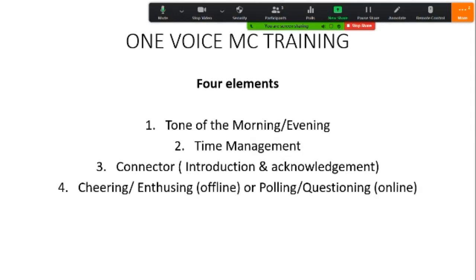The third role is the connector role. Connector means very important. Every new event has to be introduced. Every new speaker has to be introduced. So you have to be ready with your introduction notes. How would you introduce the next speaker? How are you introducing the next event?